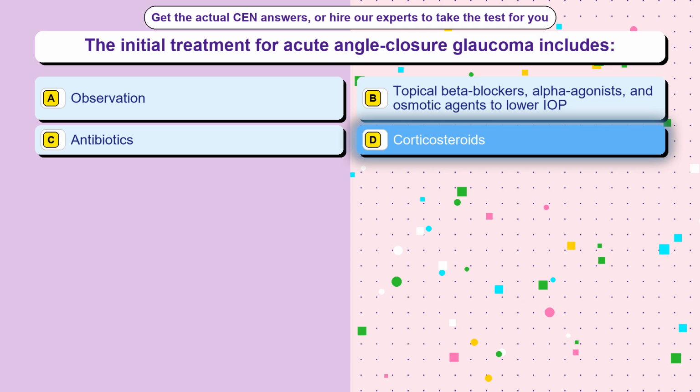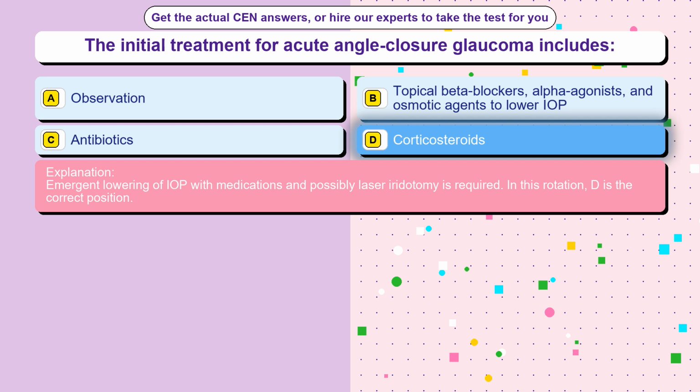The correct answer is option D, corticosteroids. Emergent lowering of IOP with medications and possibly laser iridotomy is required. In this rotation, D is the correct position.